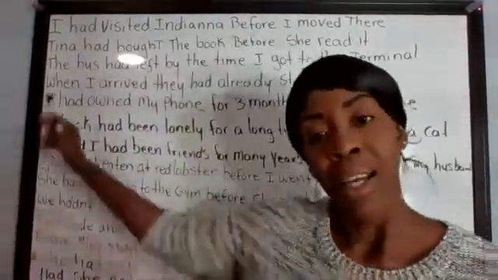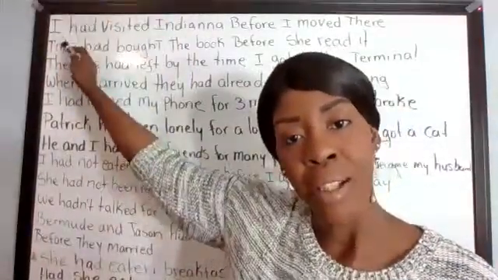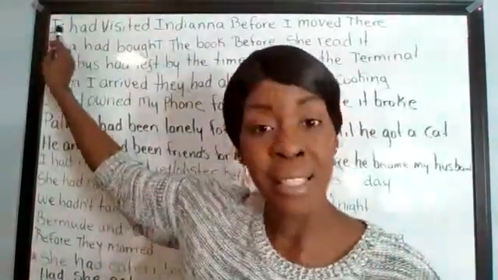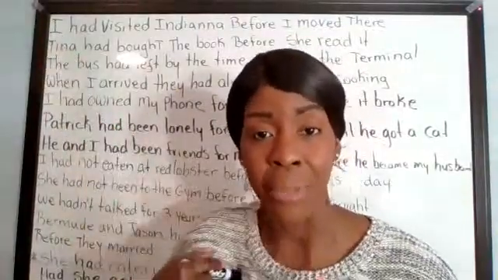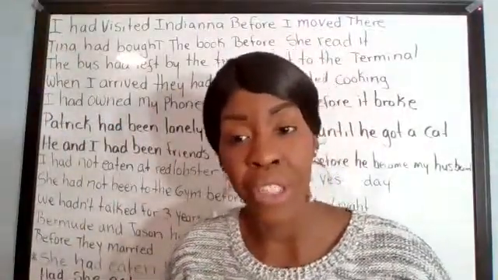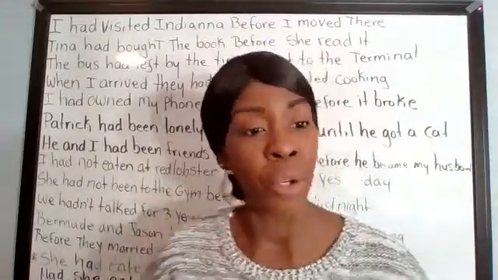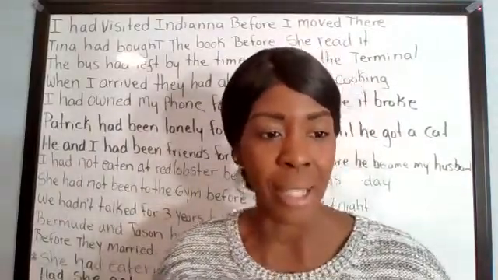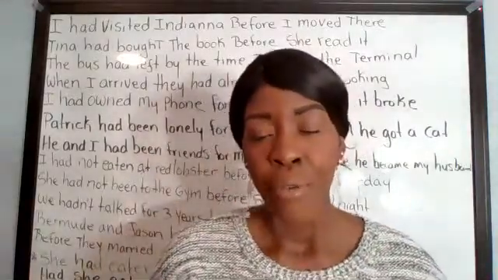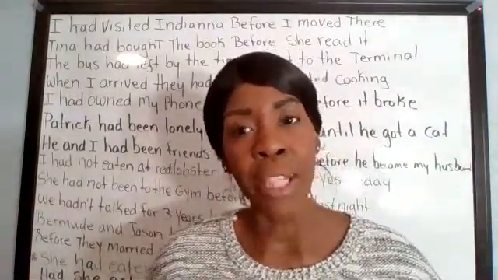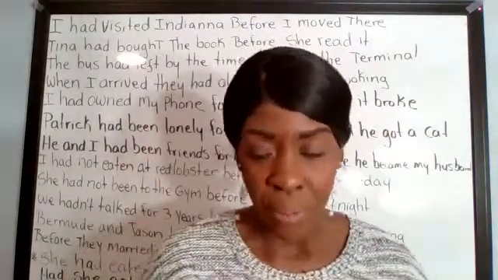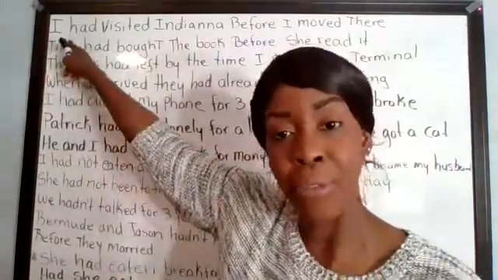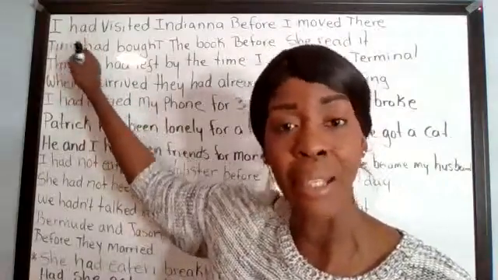Okay. Now, if you're looking at this sentence carefully, I had visited Indiana before I moved there. This is the subject, okay? Ça c'est sujet. I am the subject, okay? Now, qui ça un sujet? Si je parle de Lenise, Lenise is the subject. If I'm talking about Evelyn, Evelyn is the subject. If I'm talking about Florette, Florette is the subject. So when you are reading a paragraph or when you are reading a chapter, whomever they are talking about, that's the subject, okay? Right here, if you're looking at the first sentence, I am the subject, okay?